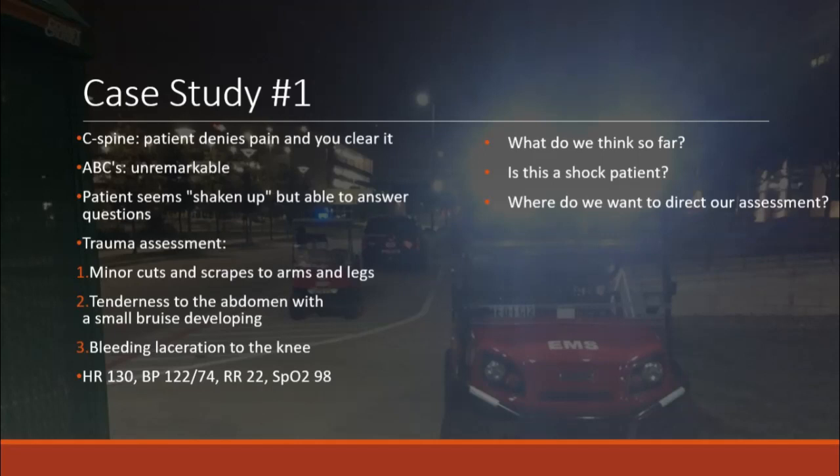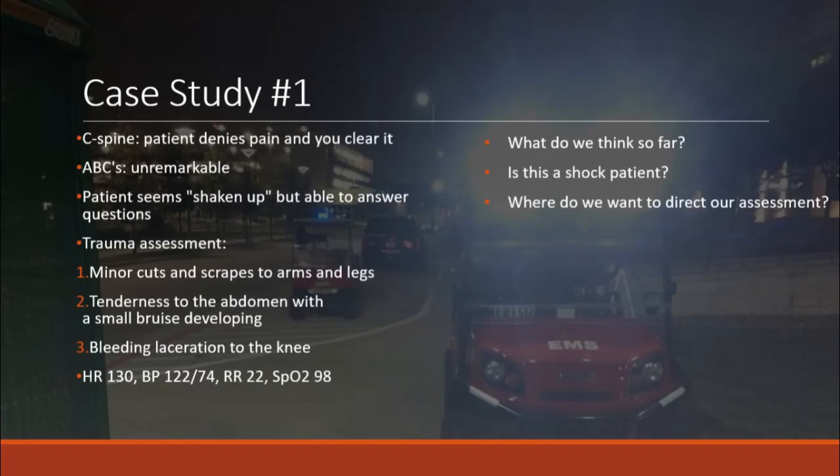We examine the abdomen. We've got tenderness with a small bruise starting to develop. And then we pull his pant leg up. We find some bleeding to the knee, continuously bleeding, but not like a major life threat. And then we take some vital signs. As presented here, the heart rate is a bit high, respiratory rate is a bit high, and the blood pressure is looking pretty average here. And he's oxygenating well enough, it would seem.